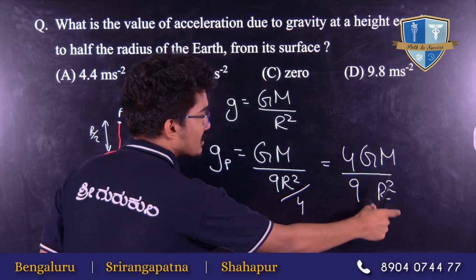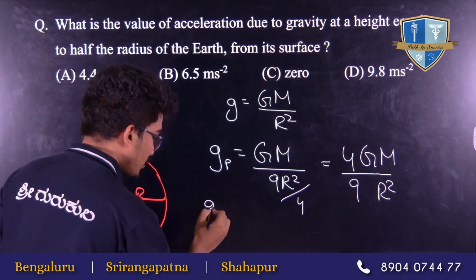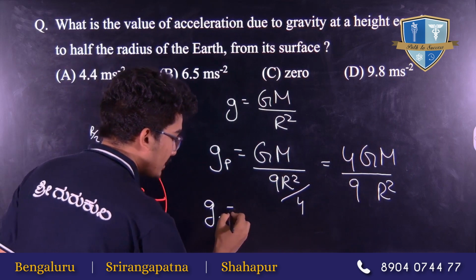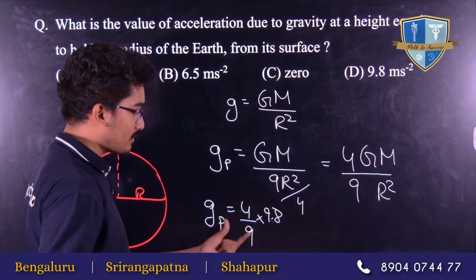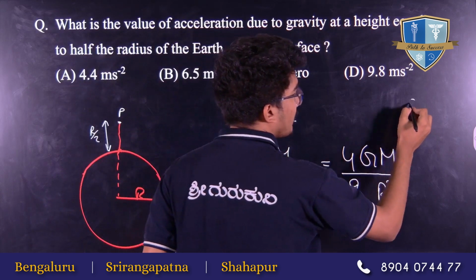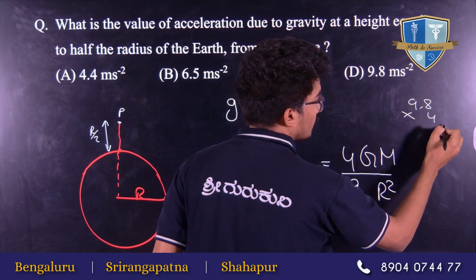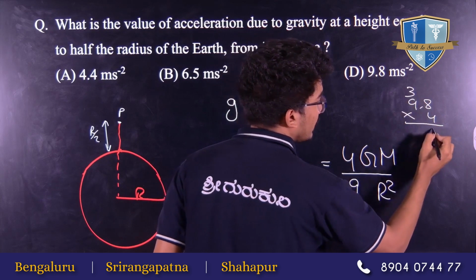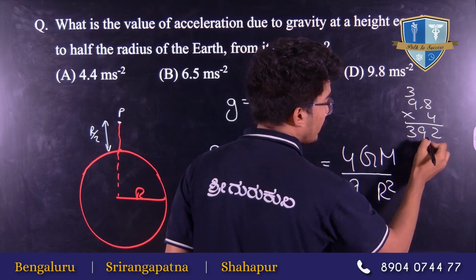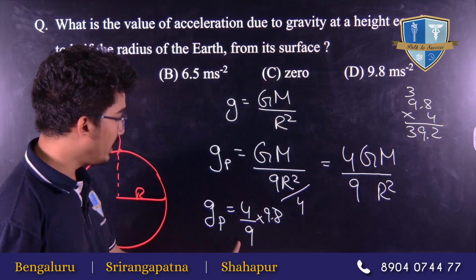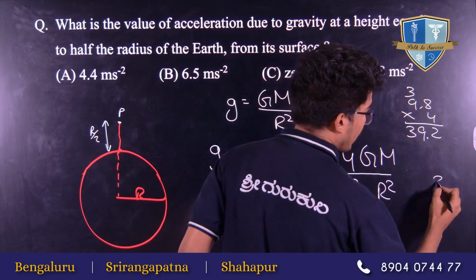Now GM by r square is actually small g. So gravitational acceleration at point P is equal to 4 by 9 times 9.8. Now let's multiply and calculate this. 9.8 into 4: 8 4s are 32, 9 4s are 36 plus 3 is 39, and one decimal, so 39.2 divided by 9. Let's divide it by 9.